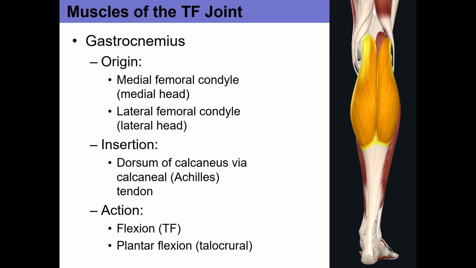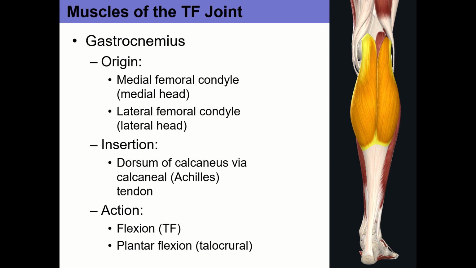Each arises from the medial and lateral condyles of the femur, respectively, kind of just above each of the condyles, so just outside of the capsule. Two heads run together. They insert via the calcaneal tendon or the Achilles tendon. The two mean the same thing, and I will say Achilles most of the time, but just know Achilles tendon and calcaneal tendon, same thing. Insert into the dorsal aspect, so the back of the calcaneus. Calcaneus is your heel bone. So inserts into your heel bone.